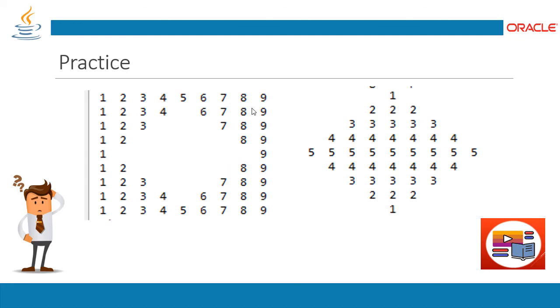For practice, you can come up with other kinds of pattern printing. You can make a hollow pyramid or hollow diamond print, or the diamond number print, or star print. So these are the examples. More practice will help you to understand how to create the logic.